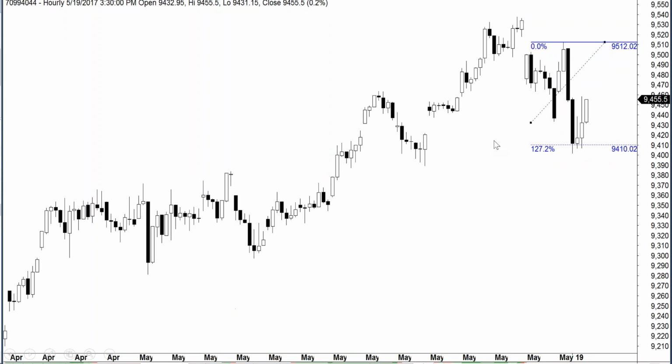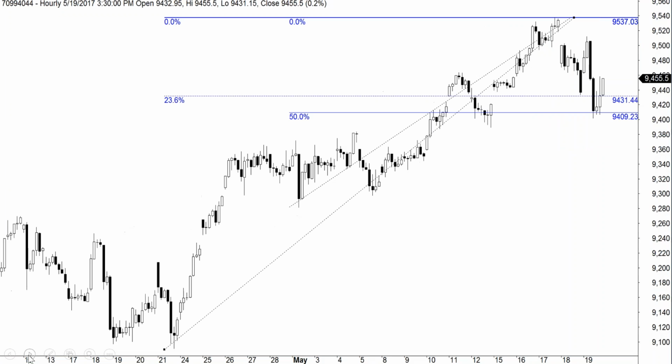Then we move forward, and we use an extension from this swing to this swing. We see 127.2% giving support to this fall. So we may presume that the fall may stop here, or it may not go any further. And again we have multiple retracement levels from different swings.